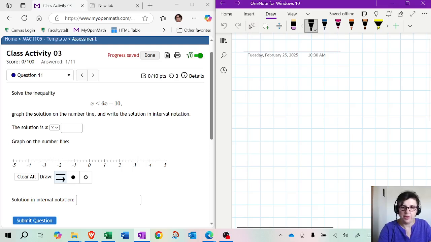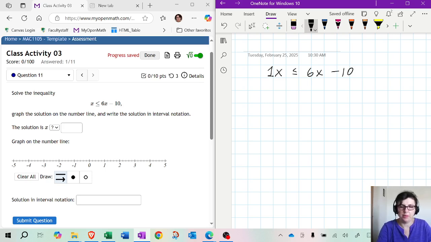Okay guys, in this video we are going to solve an inequality that has the variable on both sides of the inequality. Okay, now the first thing we notice is that we have x, and when we see x and there's no number in the front, we can insert a number, and that number is going to be 1. So 1x is the same as x because multiplying by 1 does not change the quantity. Okay, so then we want to have the variable x, let's say, on the left side.